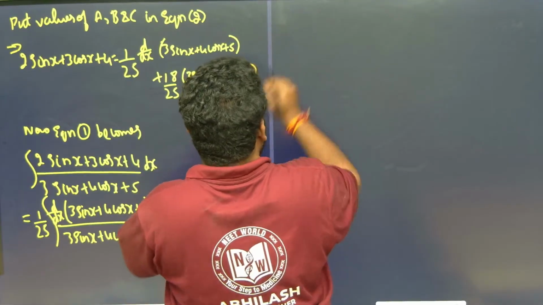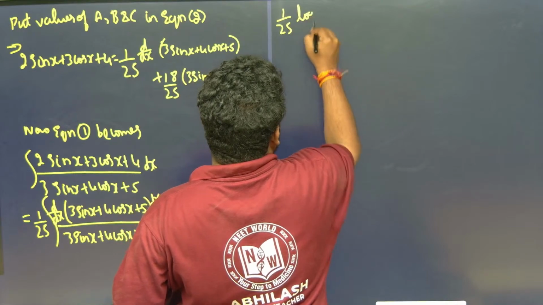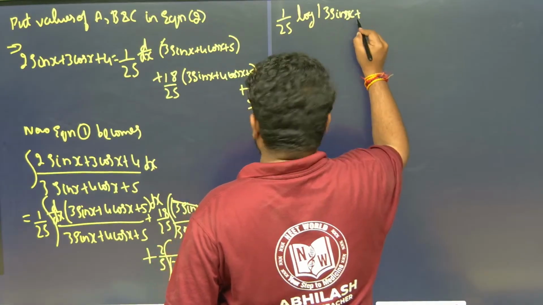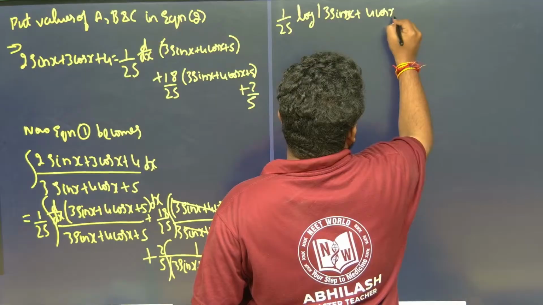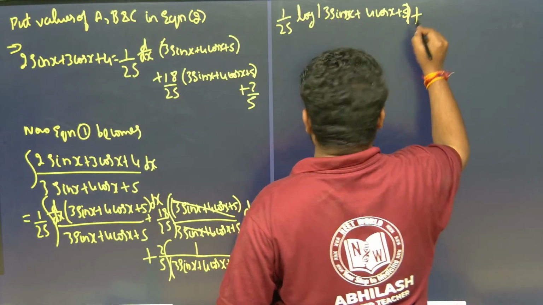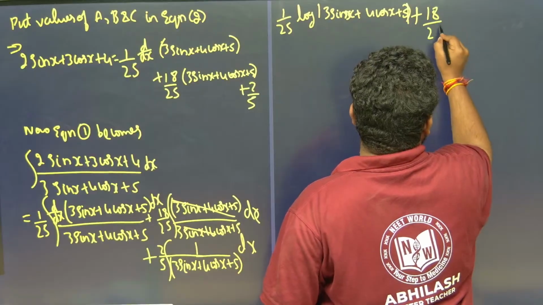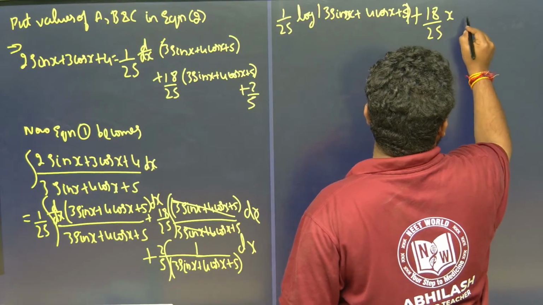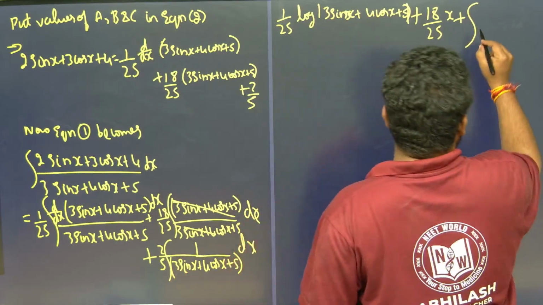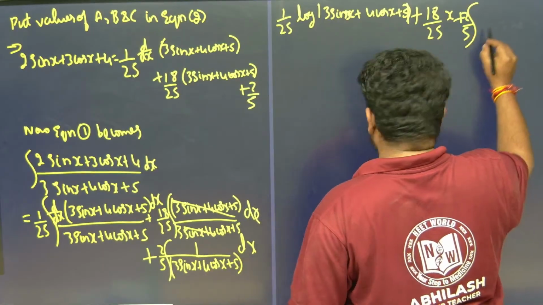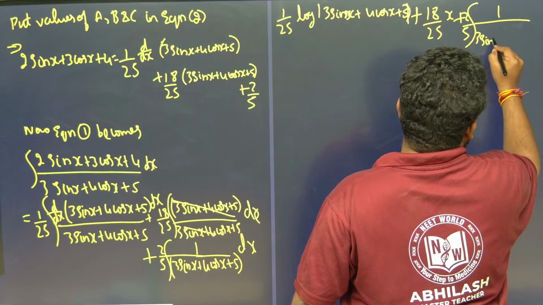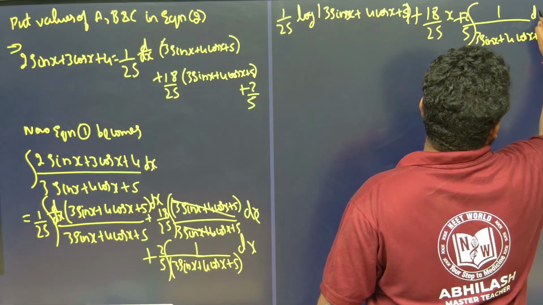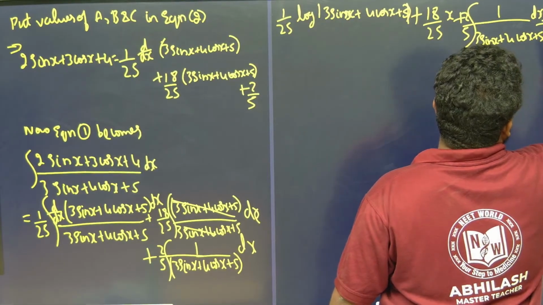So this will become 1 by 25 times log of the denominator, 3 sin x plus 4 cos x plus 5, plus B, which is 18 by 25. Integral of 1 dx is x, so 18x by 25, plus this integral which is still left, 2 by 5 divided by 3 sin x plus 4 cos x plus 5, dx. Let this be equation 3.